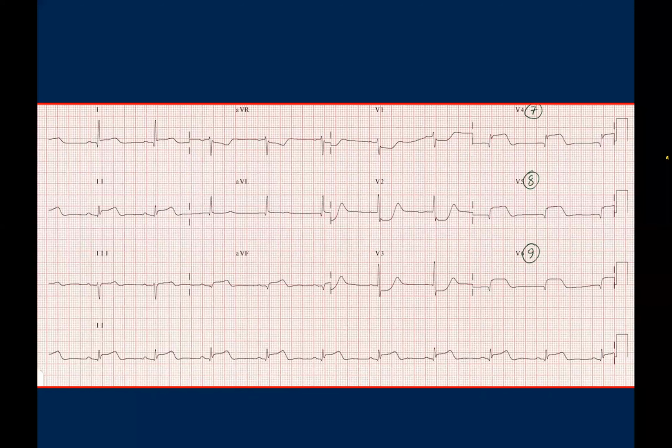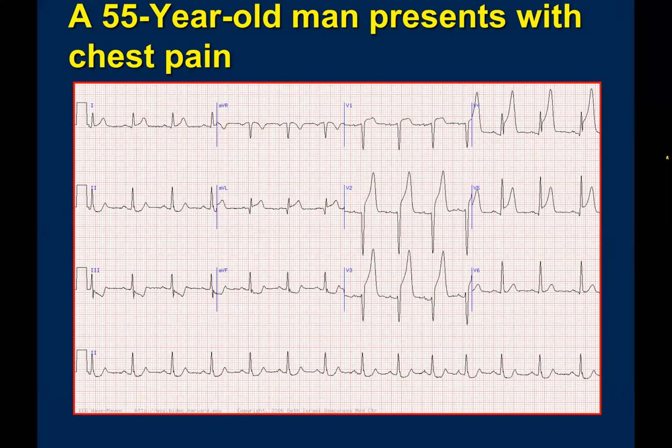So with inferior MI, you may have right ventricular infarction, and it's important clinically to make that diagnosis. You may have posterior extension, and again, it's important to make this diagnosis by doing additional ECGs. Any question about inferior MI? Okay, so let's move to the second case.